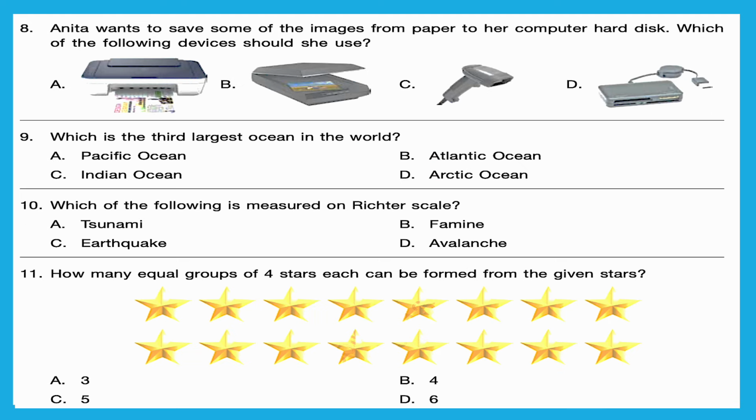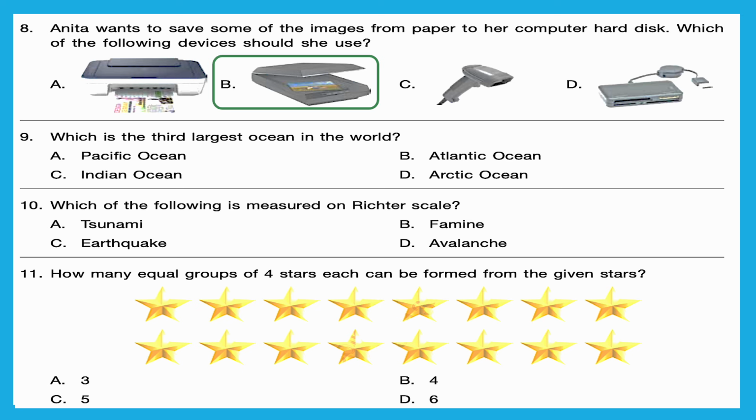Question 8. Anita wants to save some of the images from paper to her computer hard disk. Which of the following devices should she use? This is one of the input devices. And the right answer here is option B, that is scanner. What does a scanner do? It takes the images from paper and feeds them to the computer.